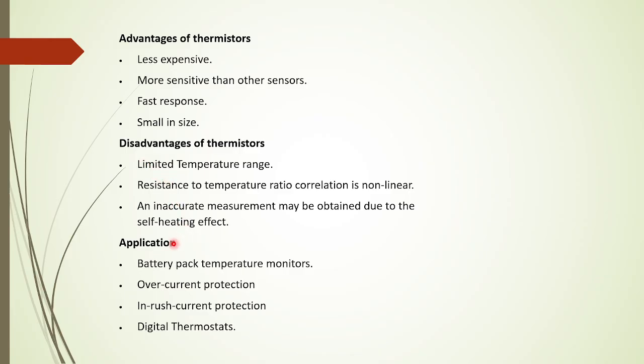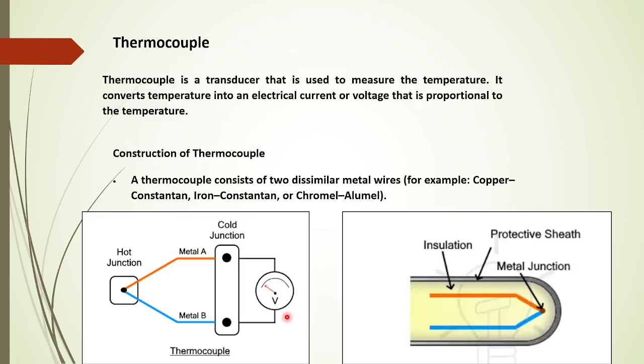And next we go for applications. The thermistor is mainly used in battery pack temperature monitoring, overcurrent protection, inrush current protection, and digital thermostats. These are all the applications of thermistors. So till now we discussed the thermistor construction, working principle, its advantages, disadvantages, and applications. Next we move to thermocouple.